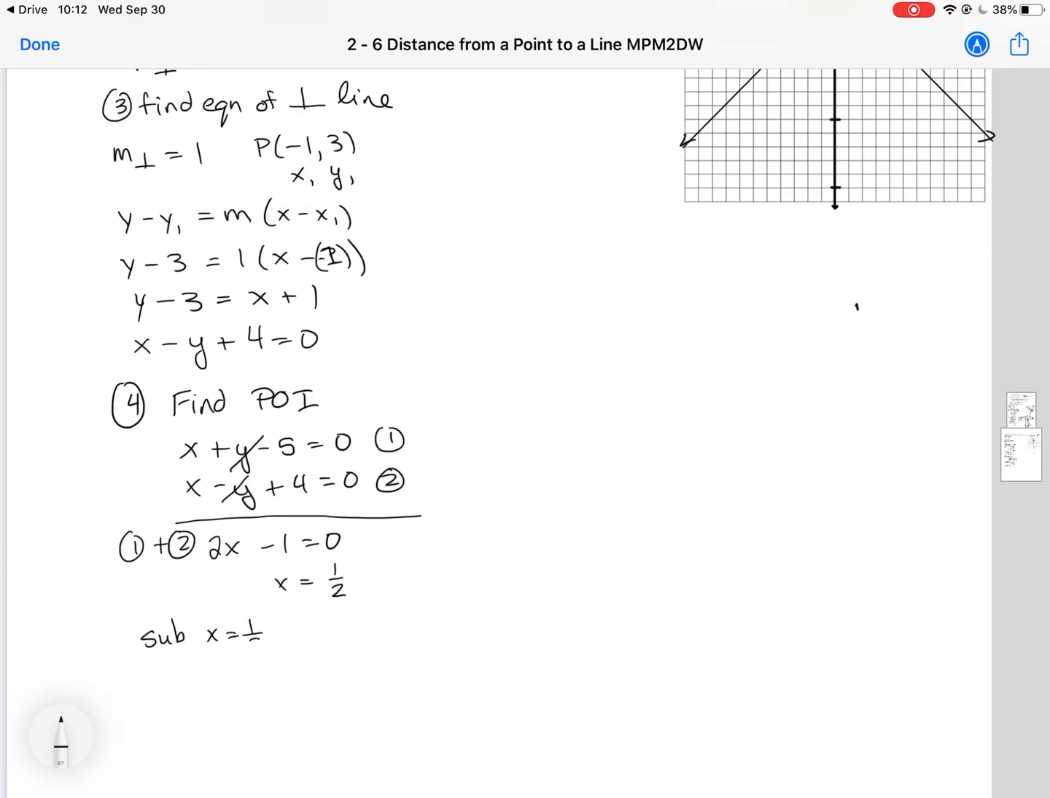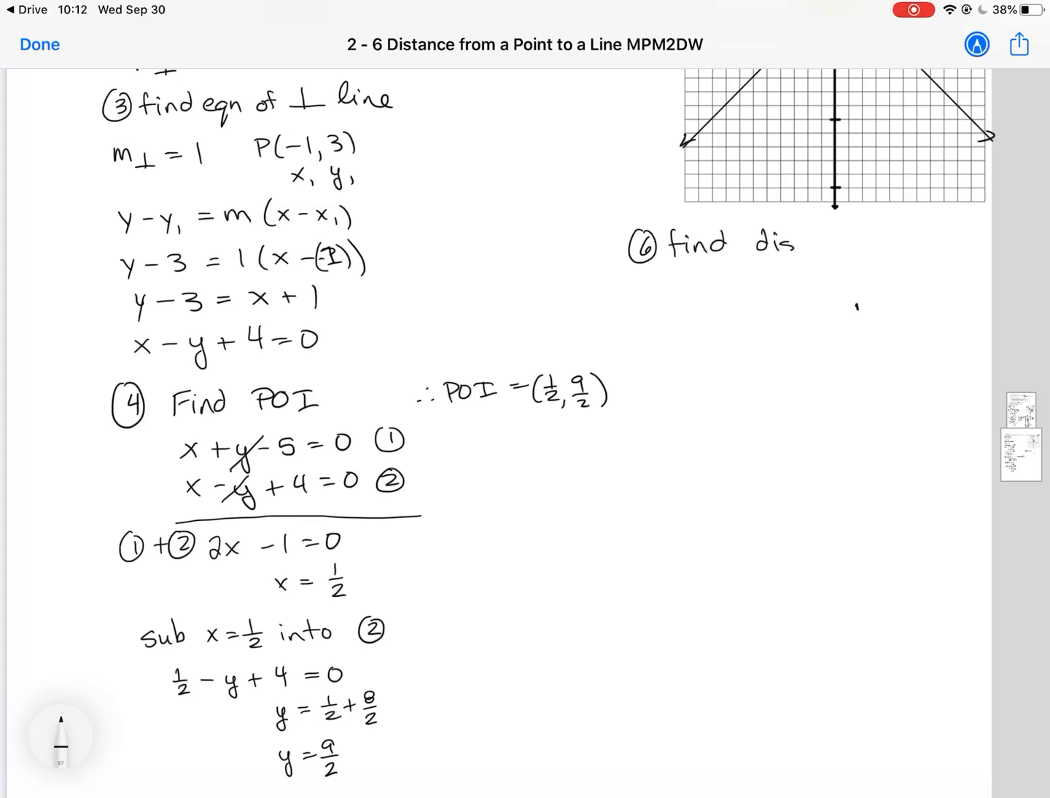Now I'm going to substitute my value for x into, let's do equation 2. So I've got 1/2 minus y plus 4 equals 0. So that means that I have y equals 1/2 plus 8/2, which is going to give me 9/2. So I have my point of intersection, which is 1/2, 9/2. And now the last thing that I have to do is find the distance. My 2 points that I'm using are -1, 3, given in the question, and the point that I found, 1/2 and 9/2.